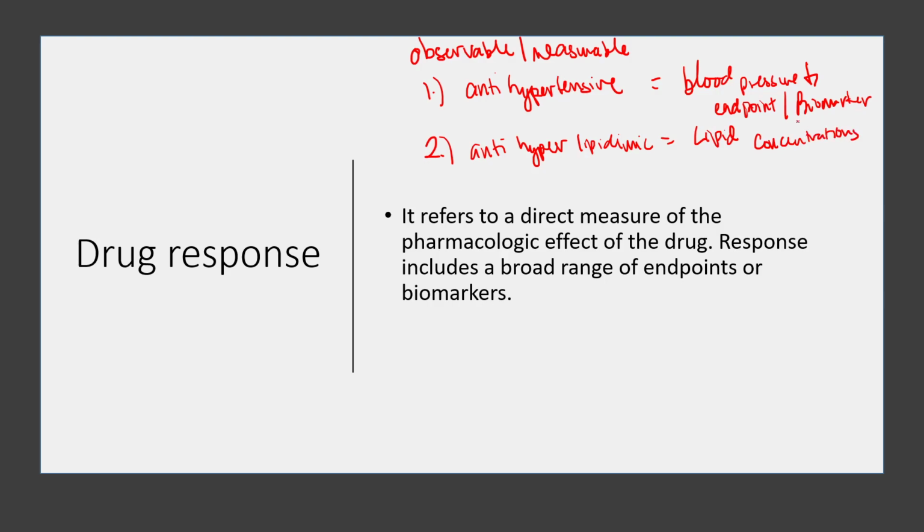Okay, HDL, LDL, VLDL. When we say biomarkers, on the other hand, another term for biomarkers is the clinical effect. For an anti-asthma drug, you're going to measure or observe the amount of asthma attacks. Is the amount of asthma attacks decreasing or increasing?